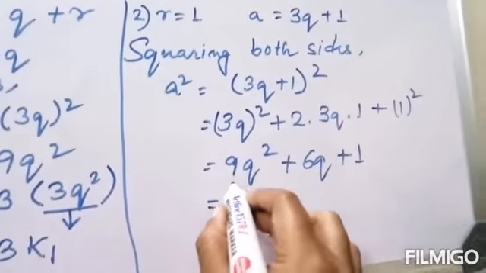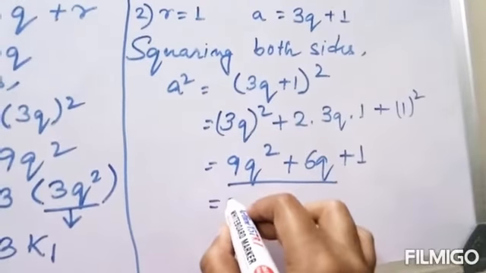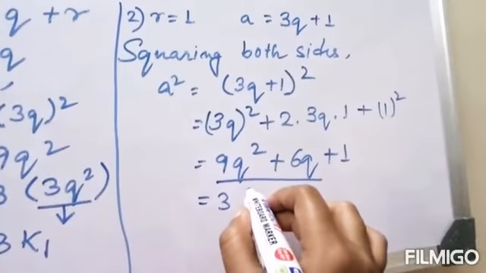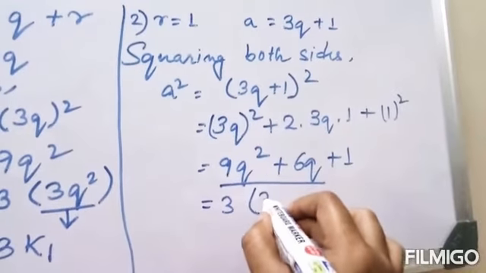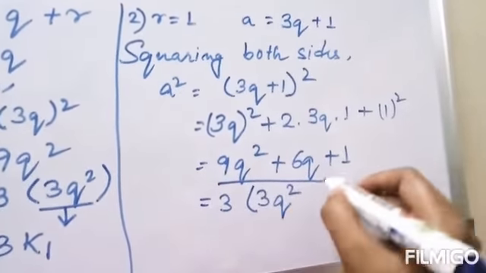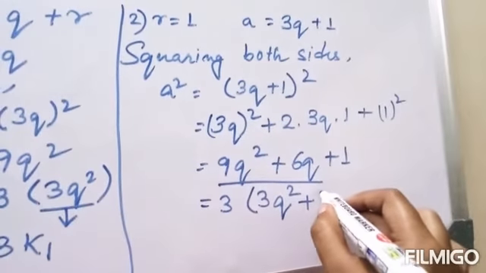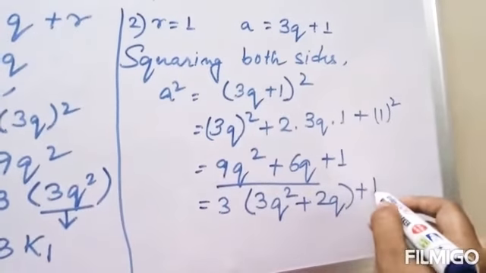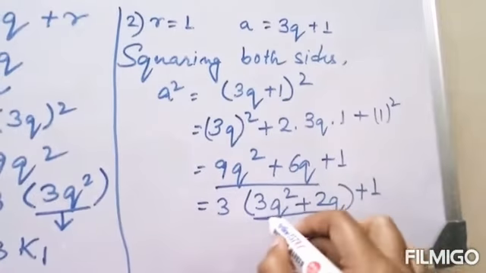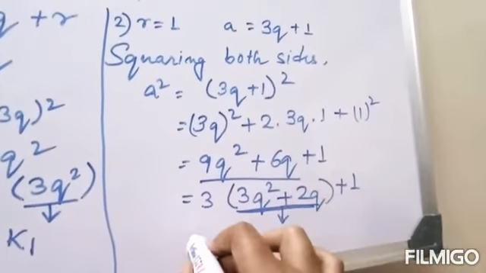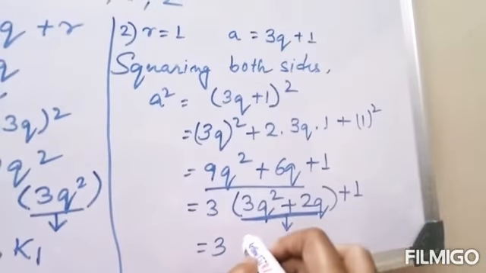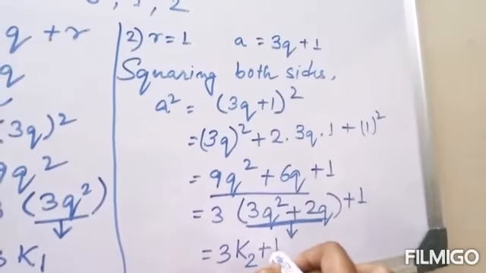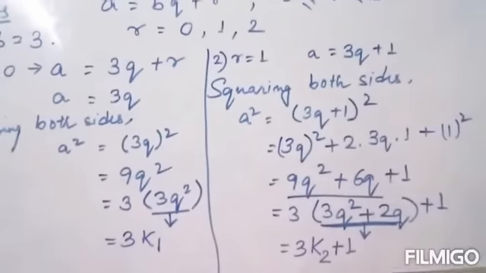Now from here you see we can take 3 as common. If we take 3 as common, what remains? 3q square plus 2q, plus 1. Now let us consider this as another positive integer. So let this be k2. So we can say that 3k2 plus 1. Understood?